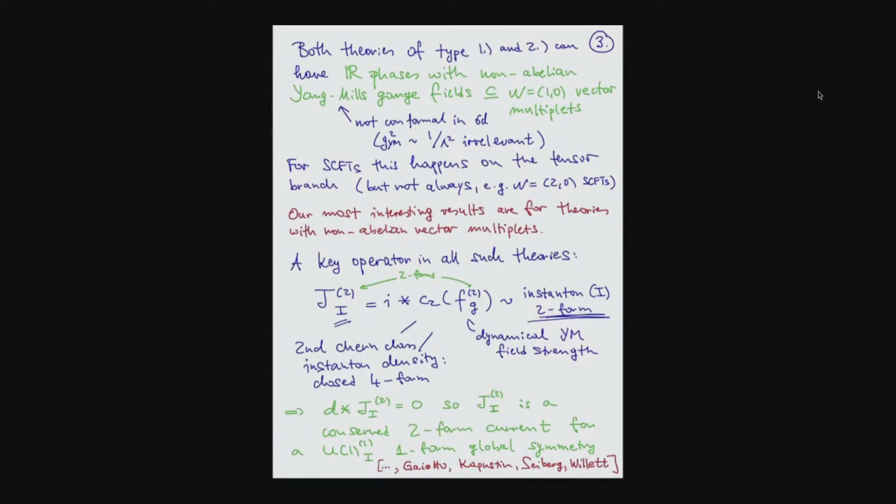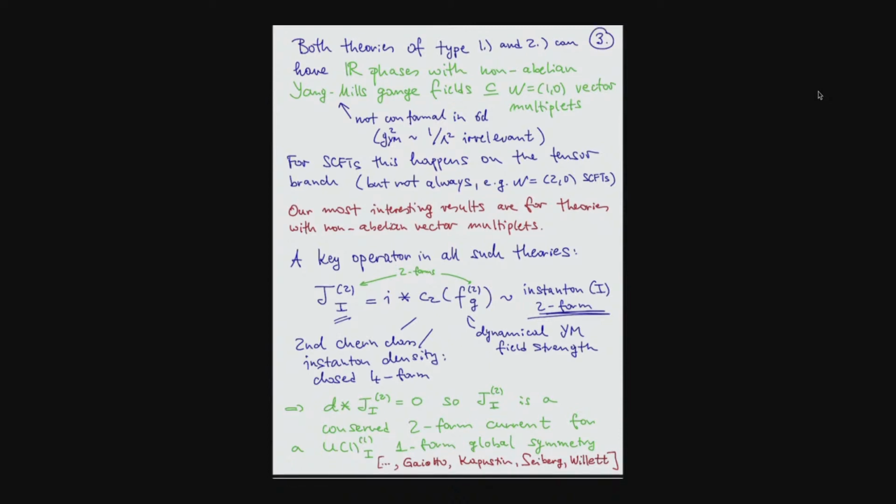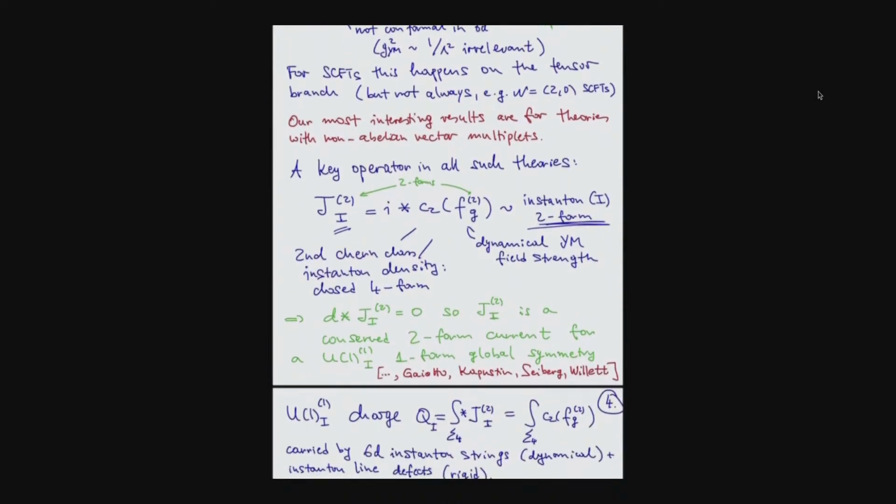Now, as I said, for strongly coupled superconformal theories, this non-abelian gauge theory description is valid on the tensor branch. But in other examples, like in certain types of little string theory, it's true even at the origin. And what I'm going to say is going to be most dramatic in theories that have such gauge theory phases, although there's a version of it more generally.